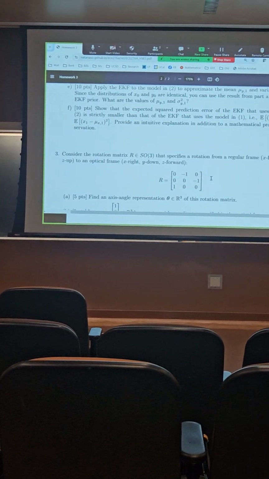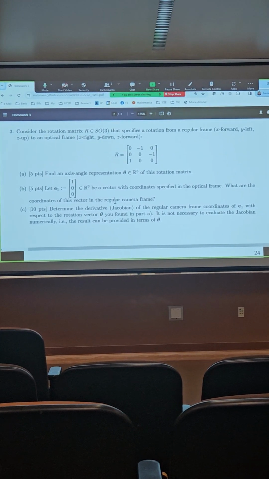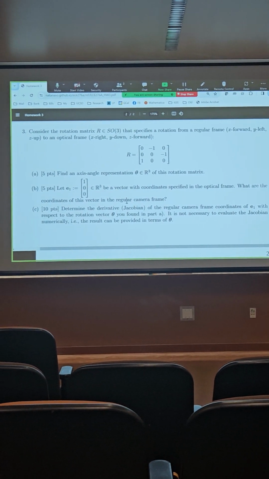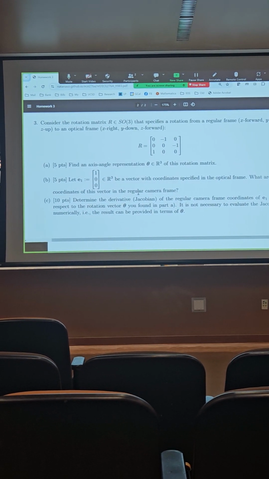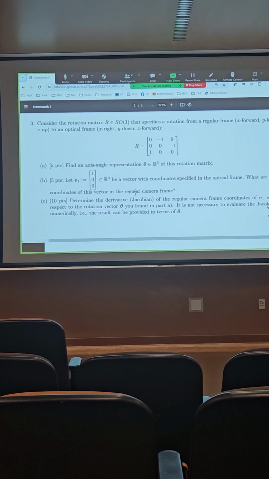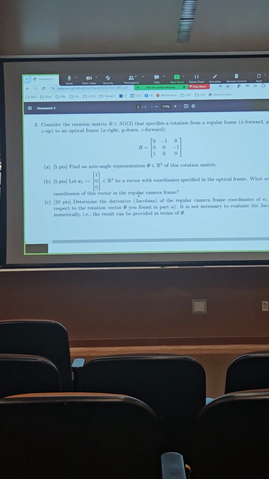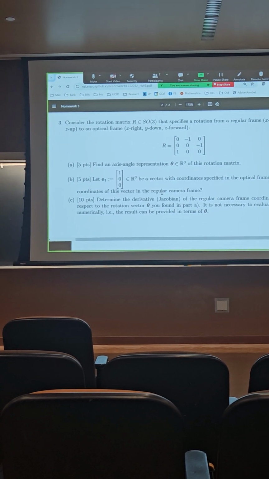Let's see, problem 3. Parts 1 and 2 should be trivial. They're exercises you should be able to do right away, because this is stuff from lecture 3. So A and B are stuff from lecture 3. Part C is what we discussed today. Part C is how to do this Riemannian gradient computation. So that's the only tricky part in C.